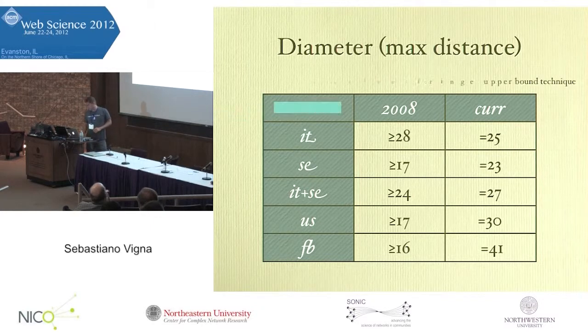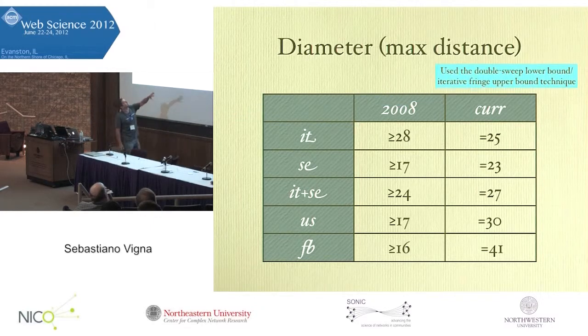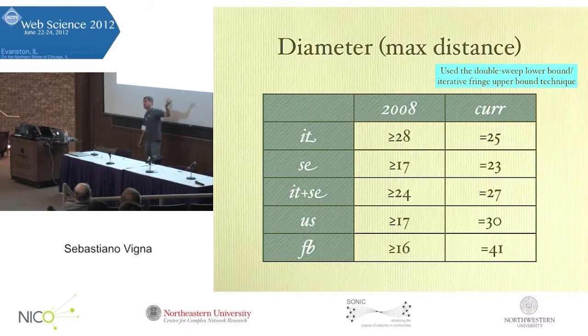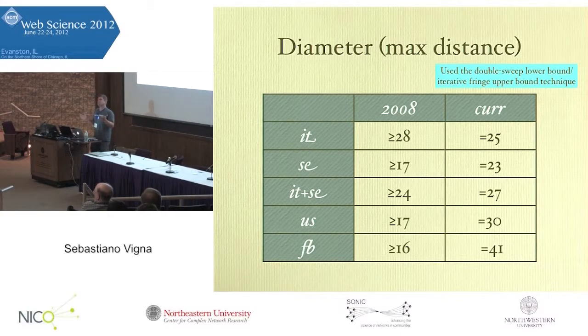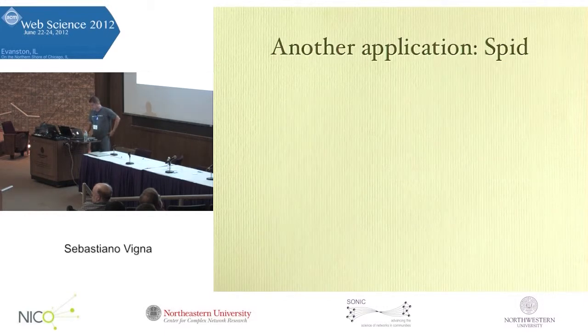And to do that, by the way, we used a very new algorithm called the iterative fringe upper bound technique that makes it possible to compute the diameter of very large, immense graphs, because it just does heuristically three or four visits and stops, giving you the diameter. It's actually quite magical, because in theory you should do n visits to compute the diameter of a graph.